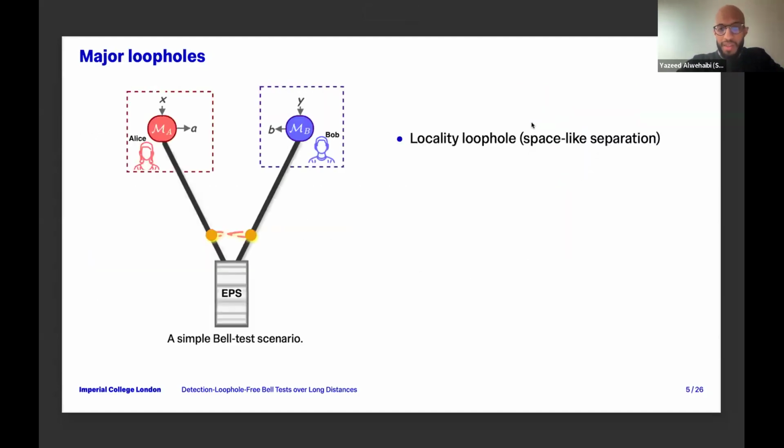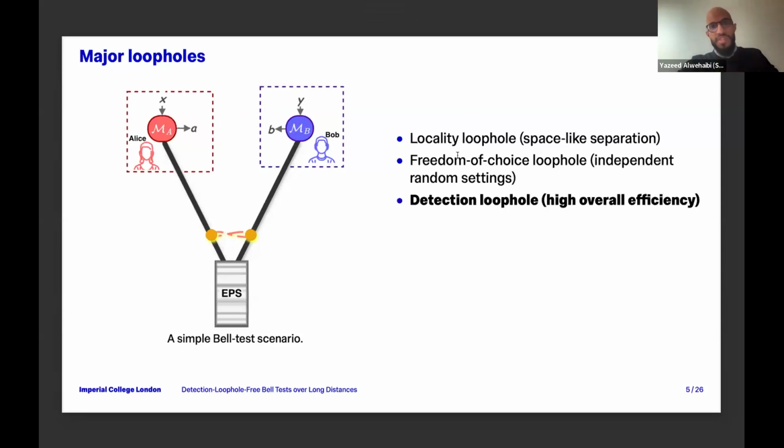Now, what are the loopholes? There are basically three main loopholes. First, the locality loophole, which means the two parties performing the measurements need to be separated by space-like separation, which means they need to perform the measurements faster than the time light would take to propagate from one lab to the other, or from one party to the other. The second is the freedom of choice loophole. As we said before, they need to choose these measurement settings X and Y randomly and independently. The last one, and it's the most difficult for long distance, is the detection loophole. They require high detection efficiency.